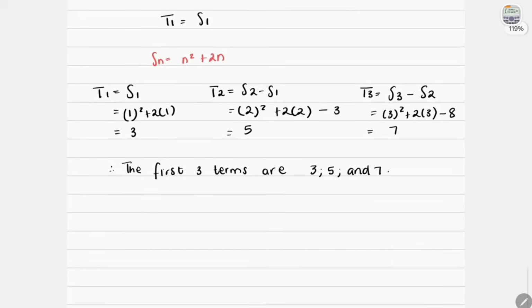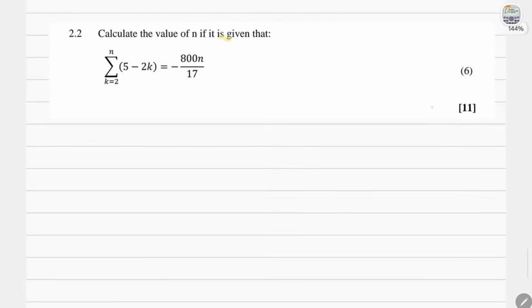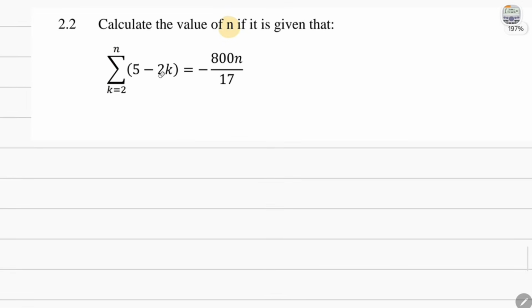Moving on to the next question. Question 2.2 says, calculate the value of n if it is given that the sum of the series with the formula 5 minus 2k, starting where k equals 2 and ending at n, is equal to this. Okay, so we already have the sum of the series.